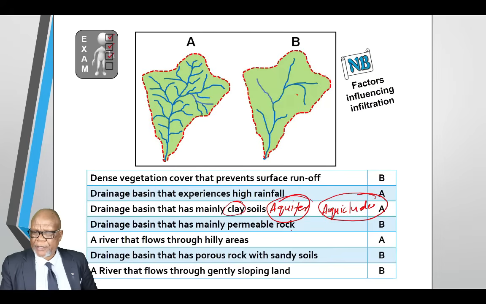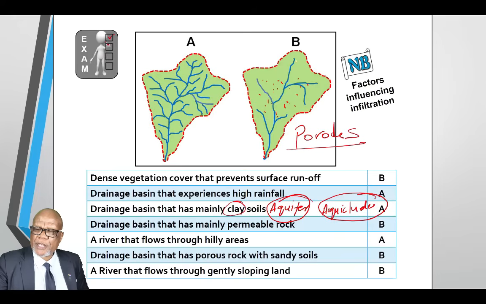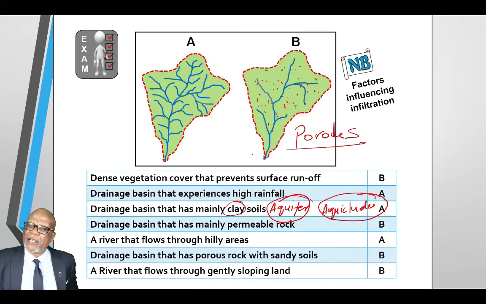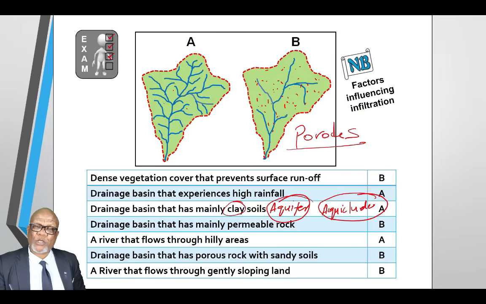Permeable rock means that the surface is porous. So it means there are many pore spaces here. And then what will pore spaces do? Pore spaces will allow water to infiltrate. So B has a high level of porosity. Because of the high level of porosity, B will also be permeable. But A is less porous. There are few pore spaces for water to pass through.